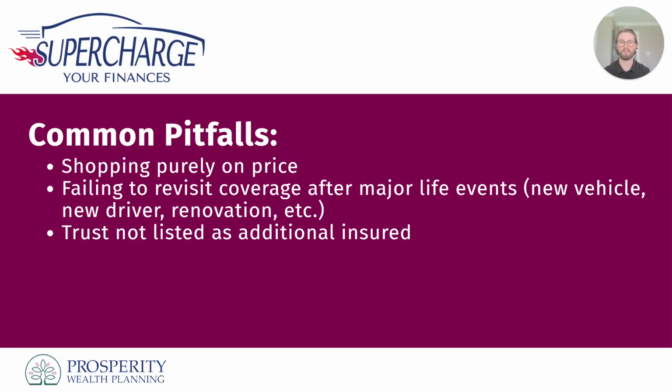The second item here is failing to revisit coverage after a major life event. Things like an inheritance, a marriage, a divorce. You get a new vehicle, or you have a new driver on your plan. All of these life transitions or major life events would warrant a revisit to your property and casualty insurance. And finally, for those people who do have a trust as part of their estate documents, you want to make sure that that is listed as an additional insured on your property and casualty insurance policies.